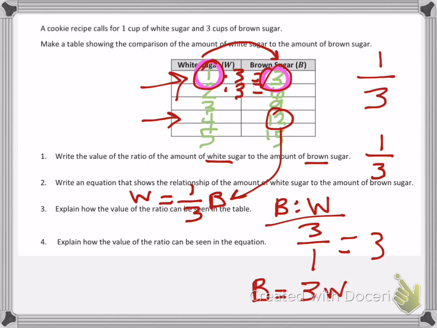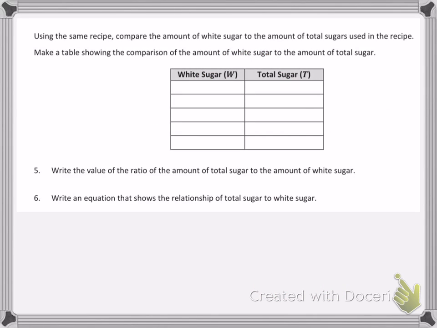Is that true? Well, yeah. Put a 5 in for white. 3 times 5 is 15. That's what it should be. Okay? So the value of the ratio and the constant are the same thing. All right, let's do another one.